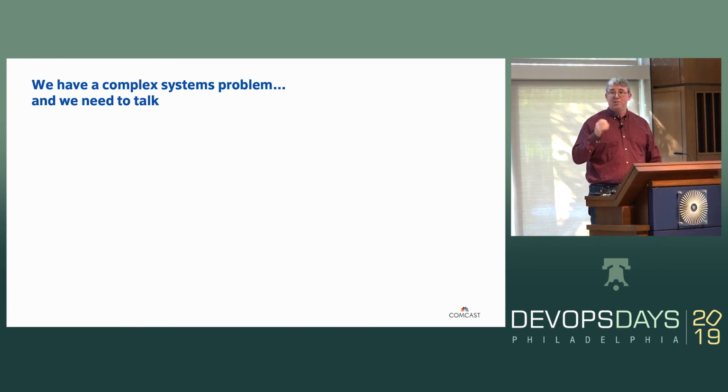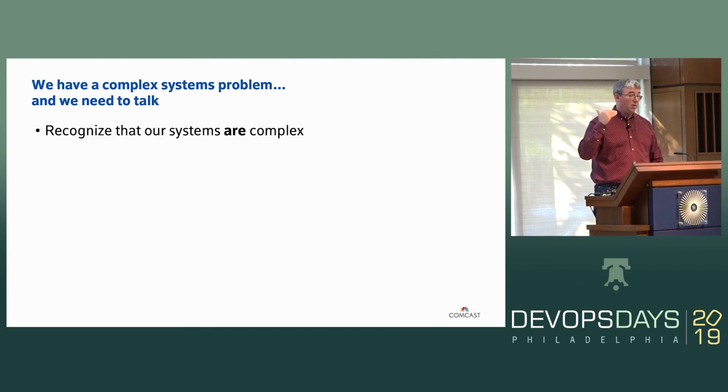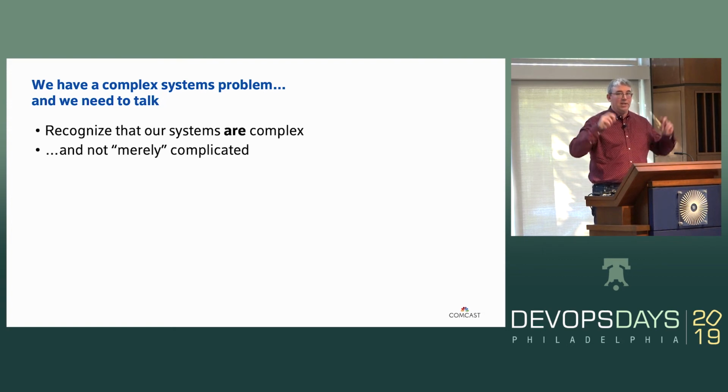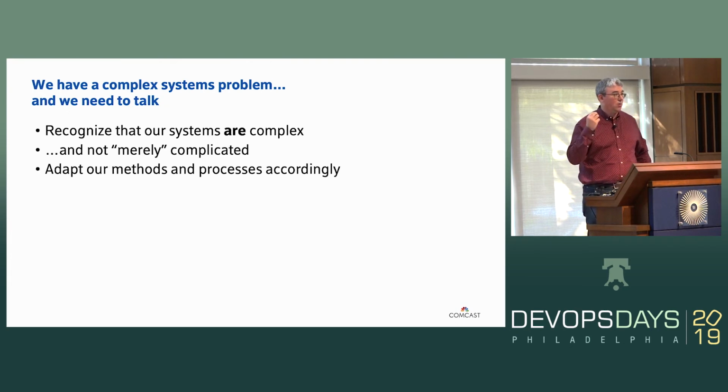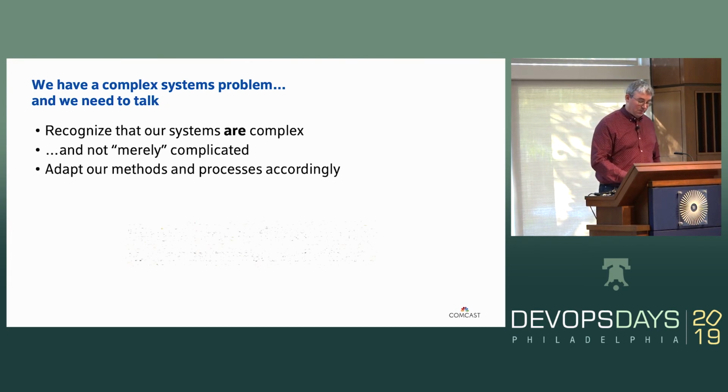First part of the solution is admitting that you have a problem. And so, I think if there's one thing that you've taken away from this talk today, it is recognizing that, in fact, our systems are complex and that it's important for us to realize that as a result, they require different ways of dealing with them. Our systems are not merely complicated, and so we really do have to adapt.